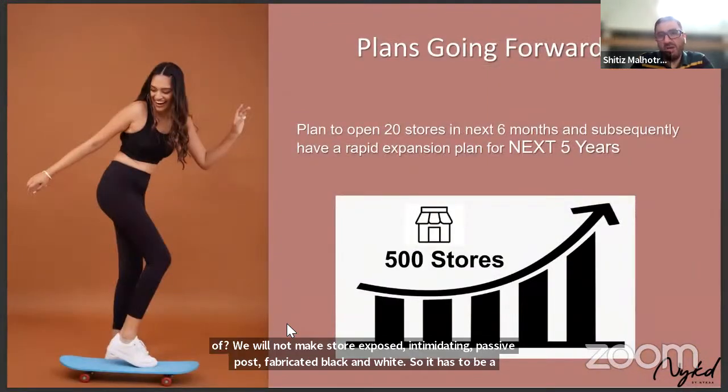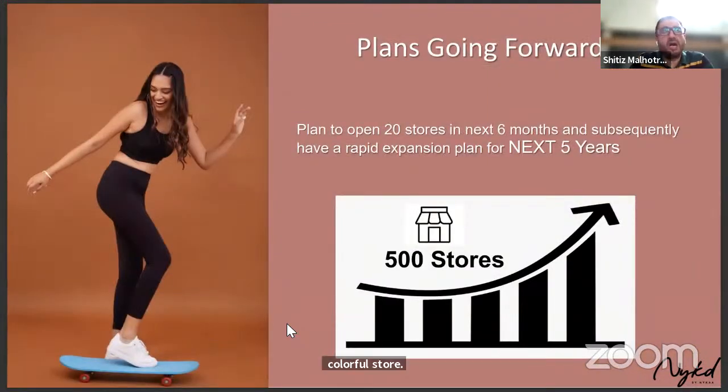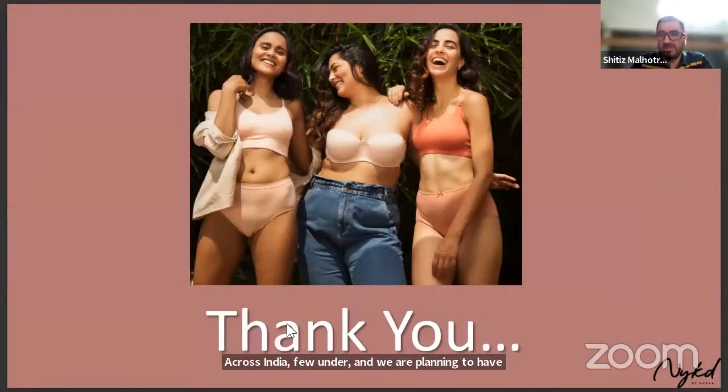What is our goal? We are already at approximately 12 to 13 franchisee outlets plus 2-3 on fit out. So 15 franchisee stores plus 20 exclusive brand stores. So we are 35 stores across India, few under fit out, and we are planning to have 500 in the next 5 years. So that would be the end of the brand presentation.